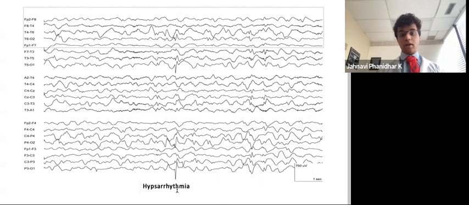and this is called hypsarrhythmia, a specific type of interictal epileptiform discharge seen only in infants below 2 years of age, but it can rarely be seen in neonates also.